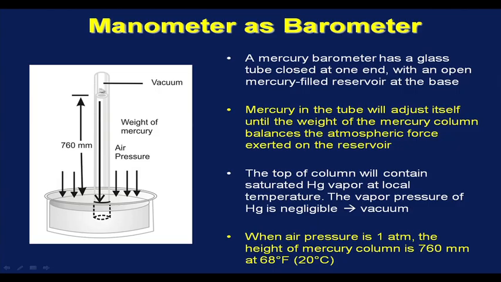The top of the column will be vacuum. It will essentially contain saturated mercury vapor at the local temperature. But since the vapor pressure of mercury is extremely low and can be neglected safely, this is essentially vacuum.